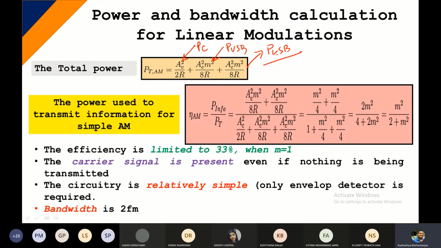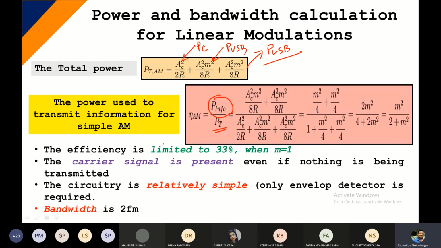All right, and in that aspect, we have also found out the efficiency of the info, and that came around m² by 2 plus m². This also we had derived last time during the class. So if you have the value of m, you can directly substitute in these equations and get the power efficiency. Ideally, the power efficiency is nothing but the power of info to that of the PT. Now you can see this is a general way of doing it. Suppose the question is twisted a little bit and you get confused that sir, this is missing, that is missing, like that.